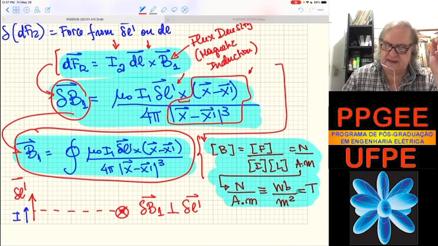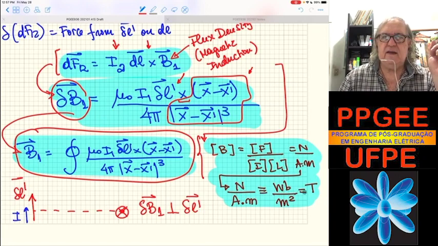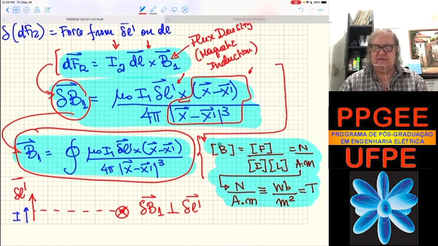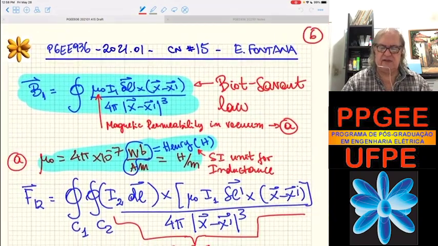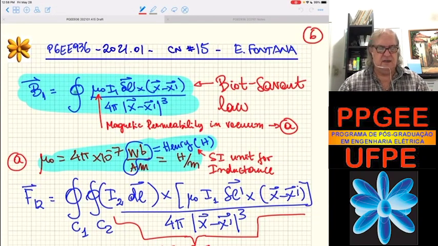This defines the Tesla unit for units of B, which is Weber per square meter. So the field B has units in the international system of Tesla, which is Weber per square meter. Also, when we calculate the field, this formula here is what's called the Biot-Savart law, well known, that was derived after Oersted's experiments and other Ampere's experiments and other experiments by those two scientists.